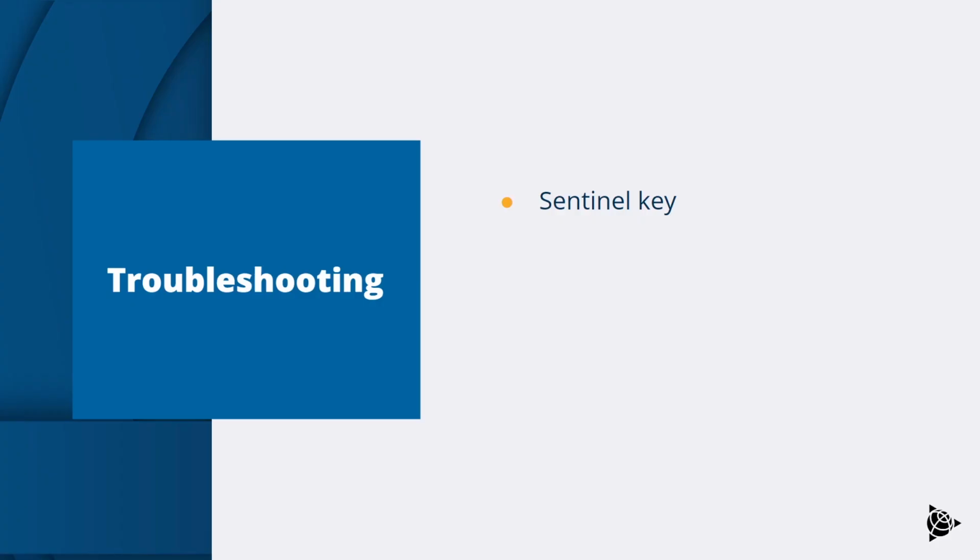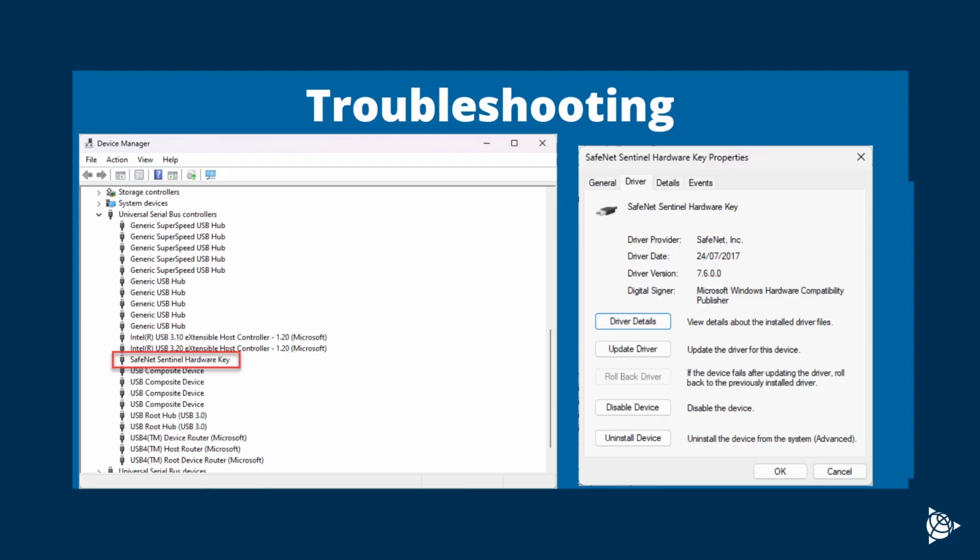One of the most common problems found is the Sentinel software key not being recognized by the computer. With the Sentinel key plugged in, start Device Manager, and you should see SafeNet Sentinel hardware key listed under the USB controller section. If it's not listed, then the most likely problem is the driver.